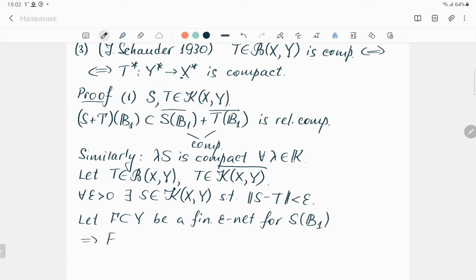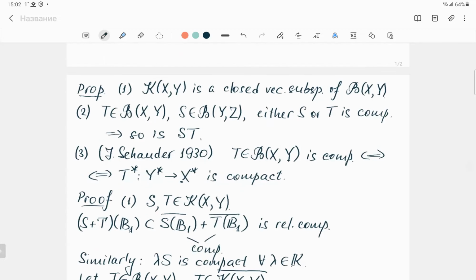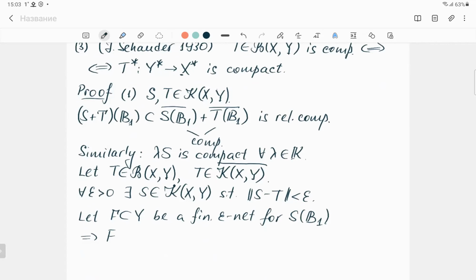Excuse me, I've got a bit lost. Do you prove the second part of the proposition now? Well, no. At the moment, we are trying to prove that K of XY is a closed vector subspace. So we have already proved that it is a vector subspace, that the linear combination of two compact operators is compact. And now we are trying to show that it is closed. So we take an operator which is in the closure of K of XY, and we want to show that it is compact. I see, thank you. Okay.